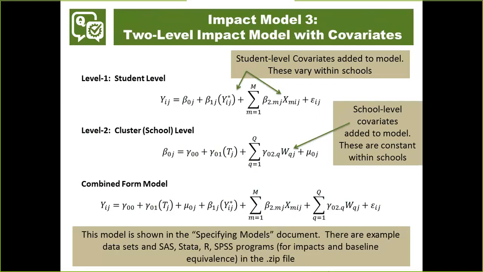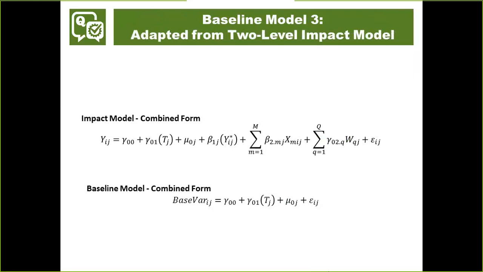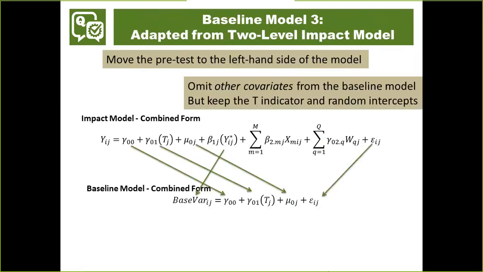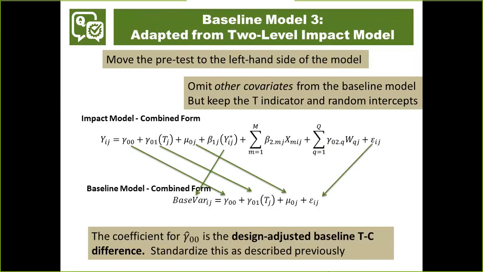This model is shown in the guidance document with example data sets and programs. The baseline equivalence model can be adapted from the impact model by moving the pretest to the left-hand side of the equation, dropping the covariates, and keeping the random intercept terms. The coefficient for gamma hat 00 is the design-adjusted baseline treatment control difference. You can standardize this as described previously.